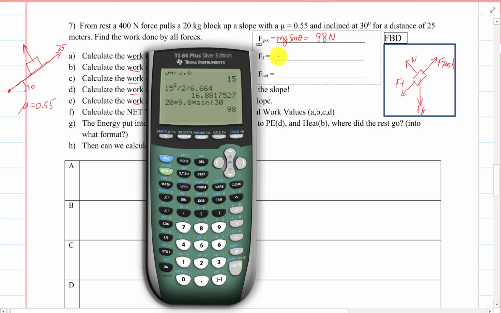What is the force of friction? The force of friction was mu mg cosine theta, which is mu times N, and N is mg cosine theta. So mu is 0.55 times m, 20, times g, 9.8, times the cosine of 30. And we'll have a frictional force that's stopping our pull force, which is 400, of 93.357 newtons. 358 actually, if you want to do the rounding up of that fifth sig fig.